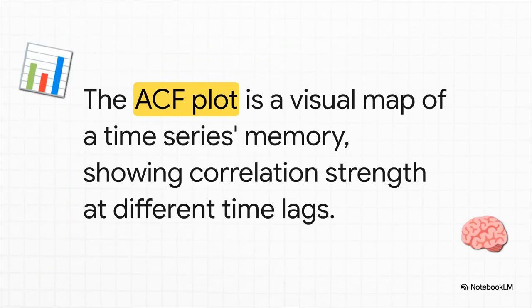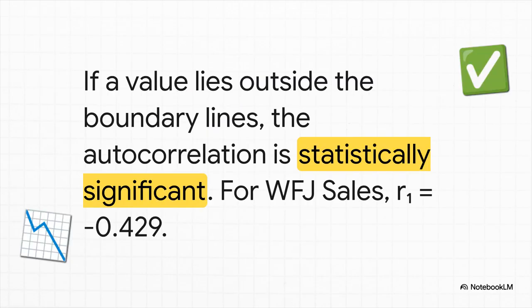It's all about how a series relates to its own past. So, how do we actually see these echoes? Well, we use a special chart called the autocorrelation function plot, or just ACF plot for short. This thing is basically our map to the data's memory. It shows us, visually, the strength of that echo at different time lags, 1 week ago, 2 weeks ago, and so on. And the key is knowing how to read this map. On an ACF plot, you'll see these boundary lines. If a bar for a certain time lag shoots past those lines, it means the relationship is legit. It's statistically significant and not just some random fluke.